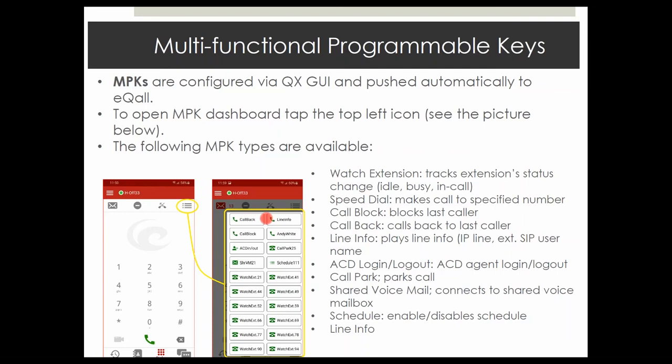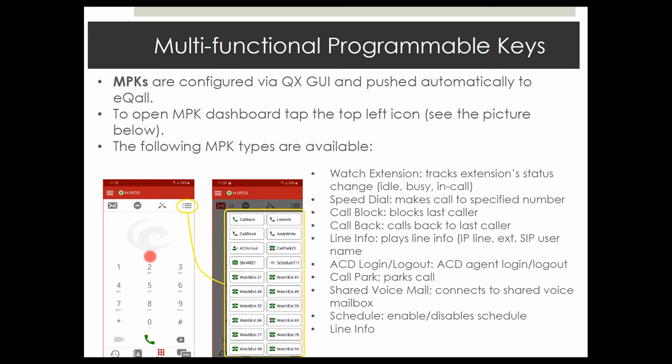You can do watch extensions. In this case, you're watching an activity, and the icon that you see here in green means it's on hook. If you see it in yellow, it's ringing. If you see it in red, that extension is in use. So you can watch extensions here.